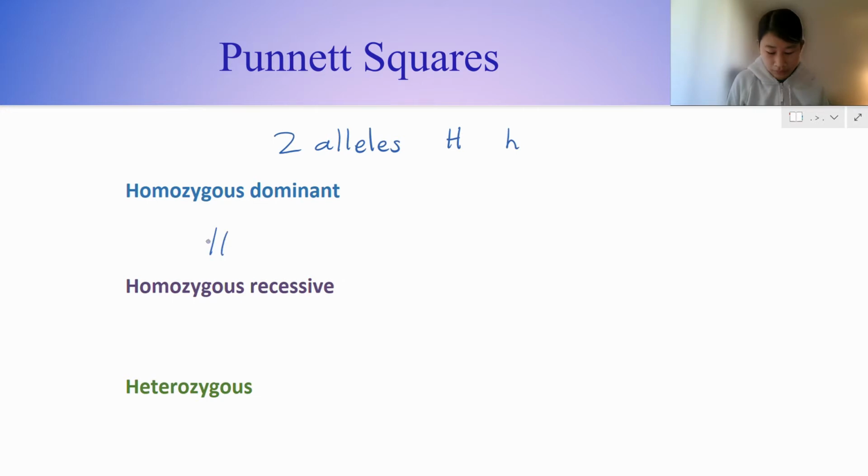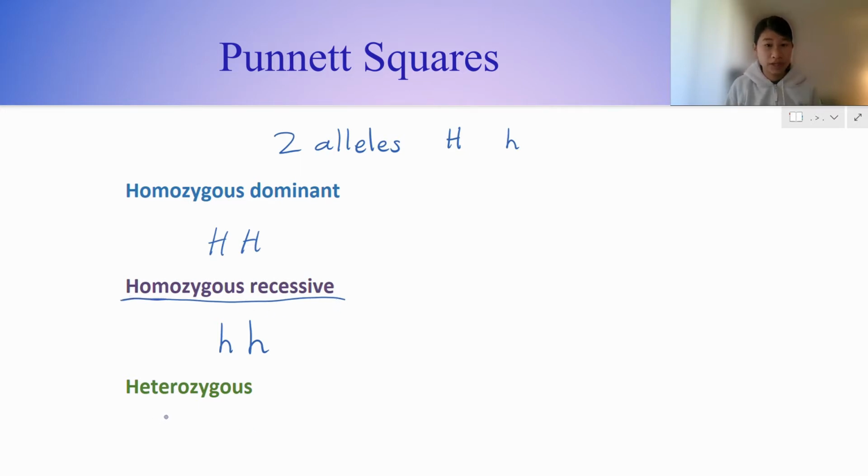So, capital H, capital H is going to be the genotype. So, both dominant alleles are present. So, homozygous meaning the same, and dominant meaning the type of allele. So, dominant meaning the capital H, and homozygous meaning that both alleles are going to be dominant. And next we have homozygous recessive. Well, this just means we have two recessive alleles, so little h, little h. So homozygous recessive means that both alleles are going to be recessive.